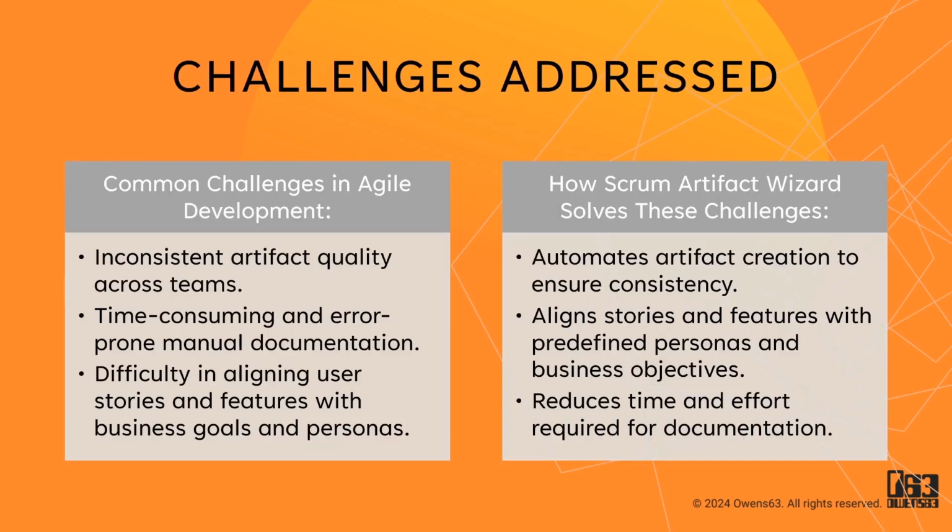So, common challenges that I've seen in Agile development are the quality and consistency of artifacts. It's very time consuming and very error prone when you do manual documentation. There's always a difficulty in aligning user stories and features with business goals and personas. How does the Scrum Artifact Wizard address these issues?